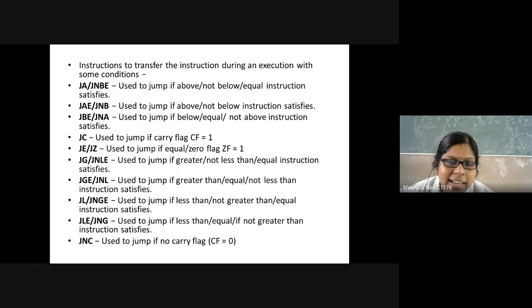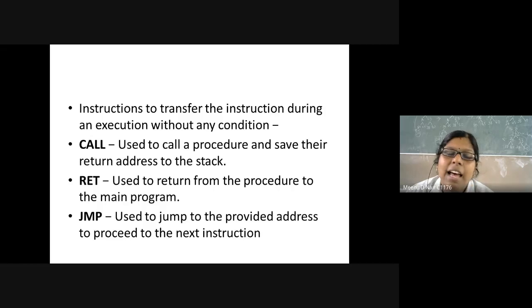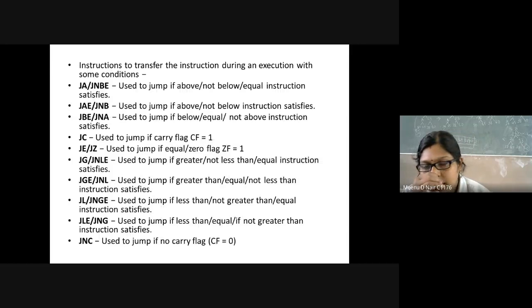So these are the instructions which have some condition, and these are the instructions which don't have any condition. Instructions without conditions are call, return, and jump. The instructions with conditions are all these: jump on carry, jump on non-carry, jump on equal, jump on zero, jump on greater than, jump on less than. If the condition is satisfied, then only it will jump from one location to another location.